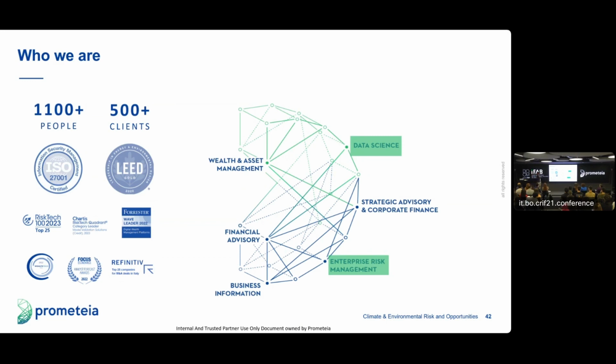We are a leading provider of services in Italy, especially in the area that we are showing here. Prometea is mainly active in the wealth and asset management area and the risk management area, especially for financial services, as I was explaining before. So banks, insurance, asset managers, but also other areas.